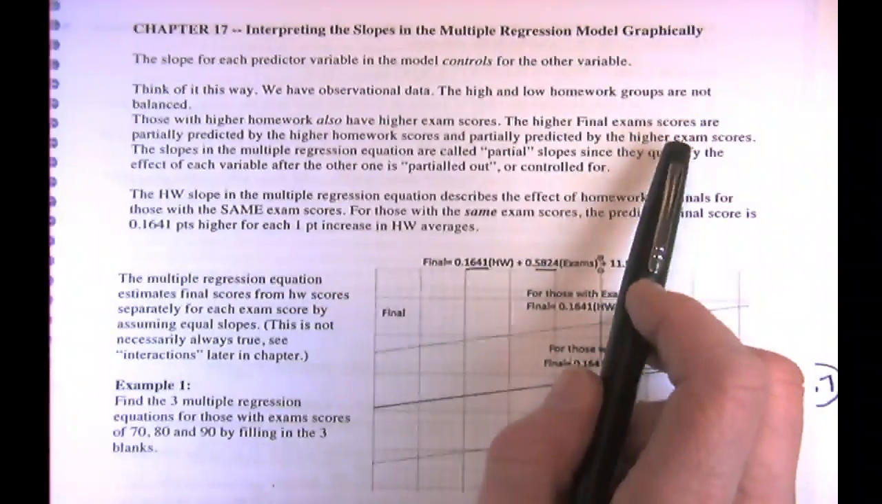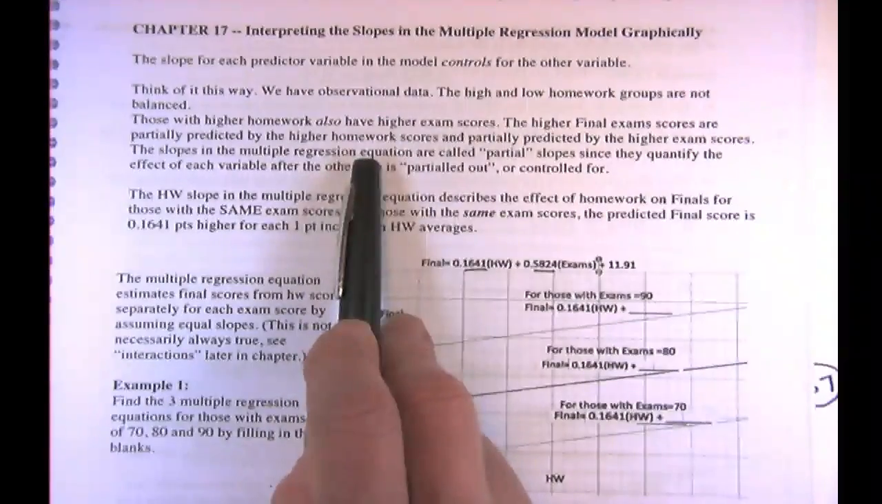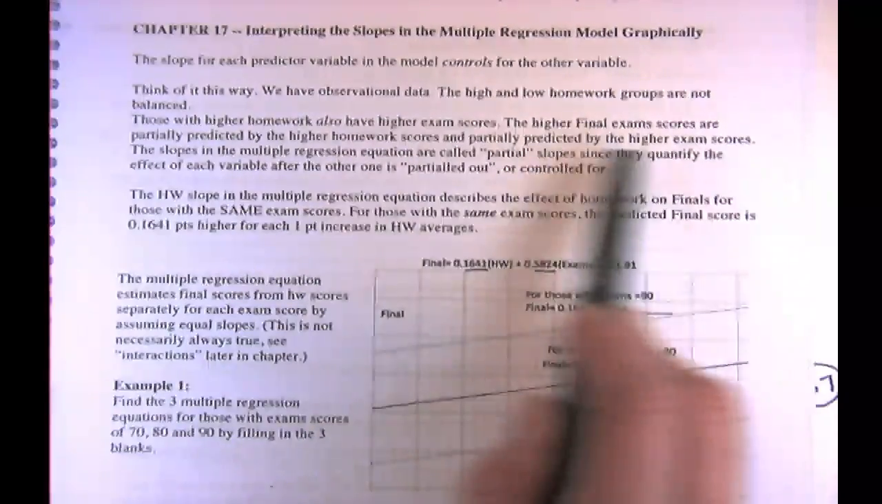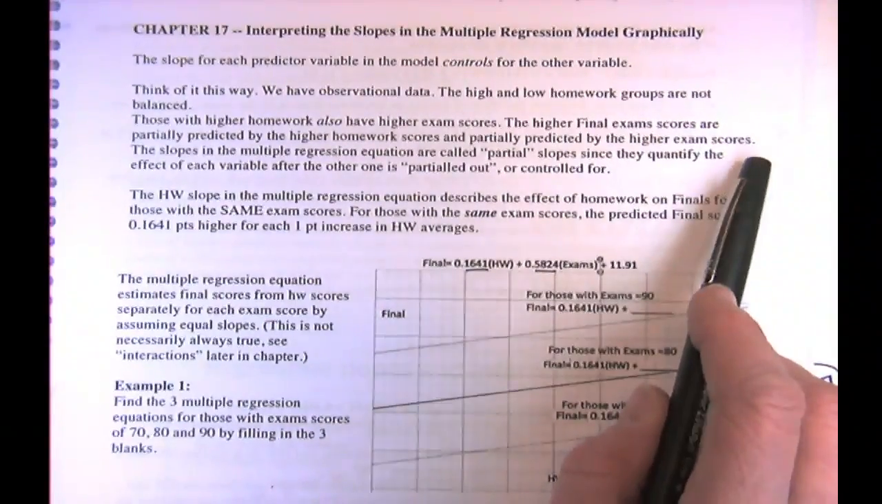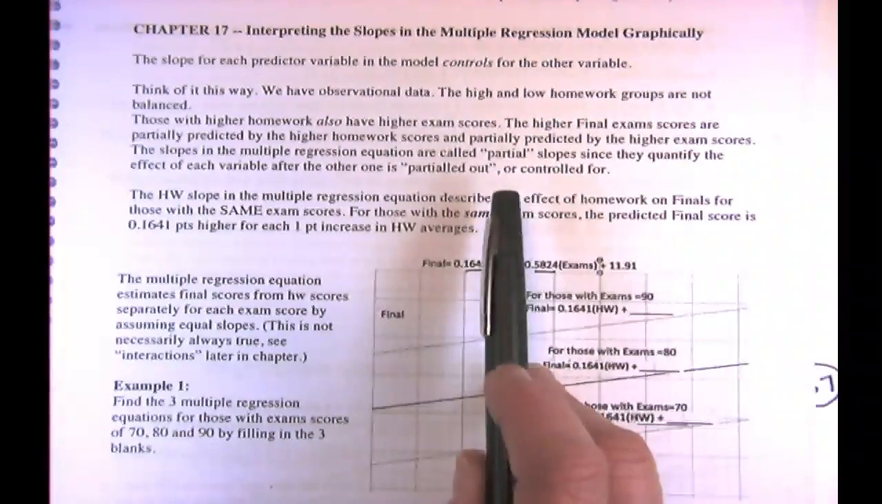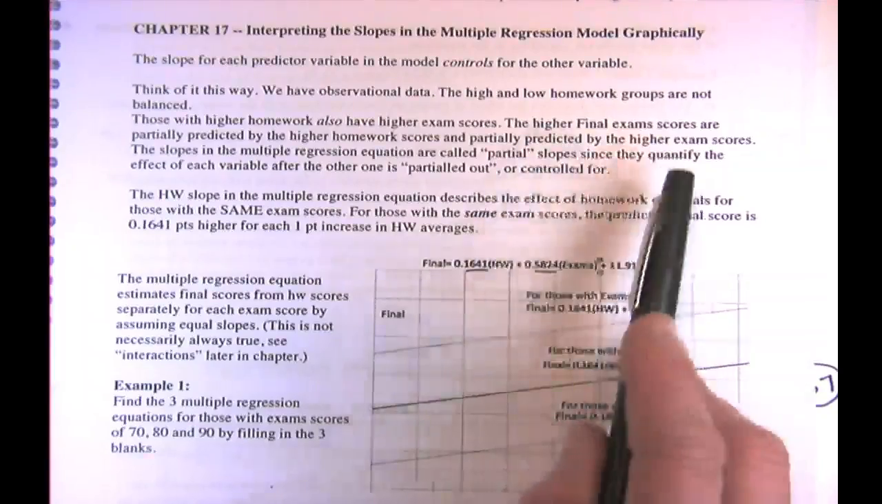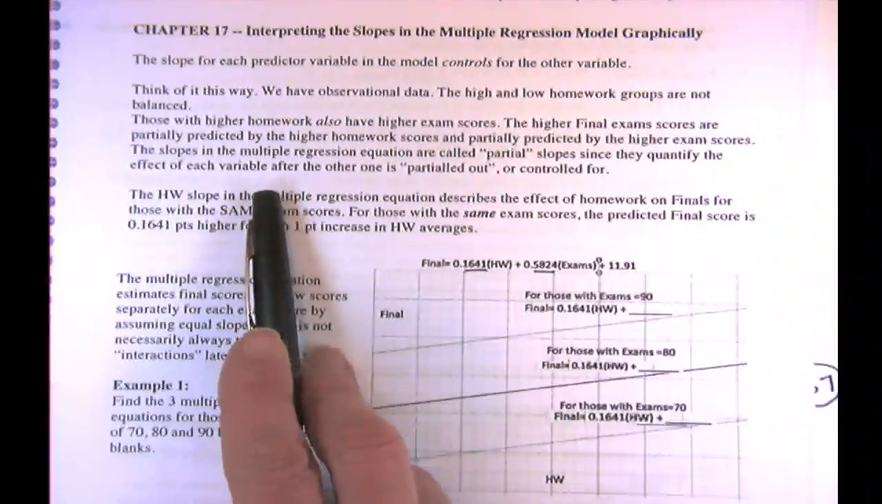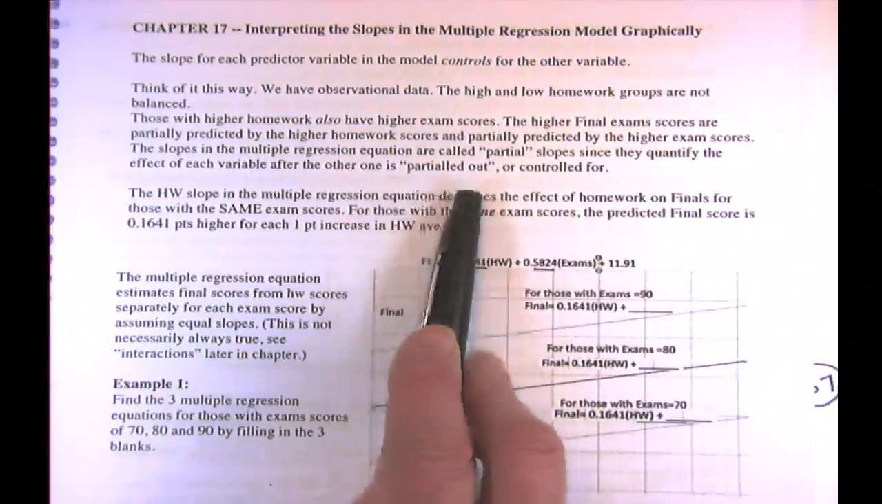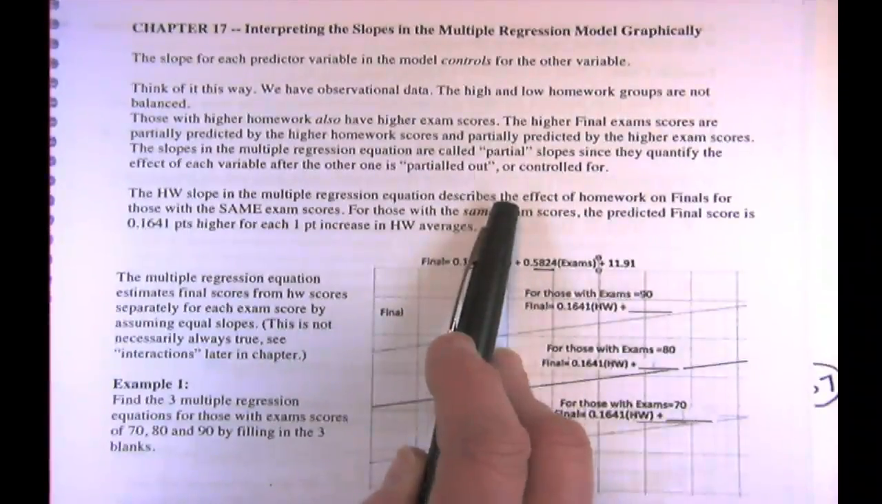The higher final exams are partially predicted by the higher homework scores and partially predicted by the higher exam scores. So we call the slopes in the multiple regression partial slopes, since they quantify the effect of each variable after the other one is partialed out or controlled for.